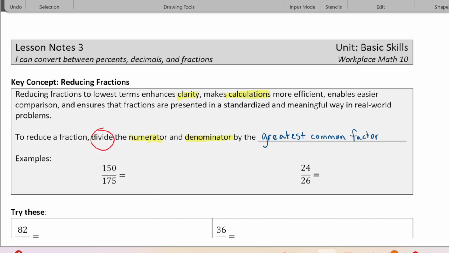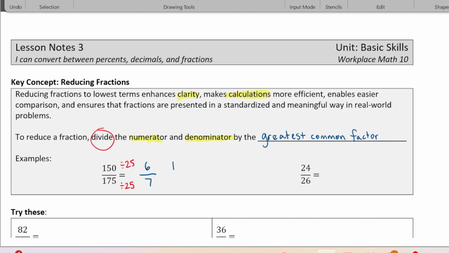So in this first example, 150 over 175, 150 and 175, they both end in 0 and 5. That's an indication you could divide by 5. You could also divide by 25 and do it in one step. So let's go ahead and do that. So I can divide the top and the bottom both by 25 and I get whole number answers. So I want to choose that. So I get 6 over 7 when I do that.